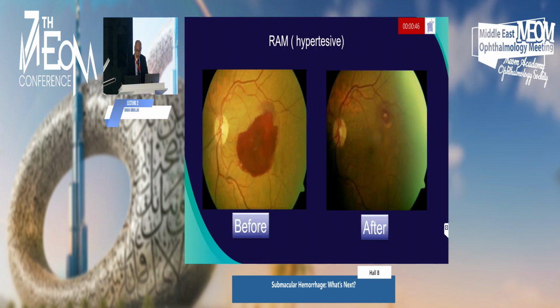This is another case of retinal artery macroaneurysm after removal of the subhyaloid hemorrhage. We saw here the macroaneurysm. We have to do laser around this macroaneurysm.